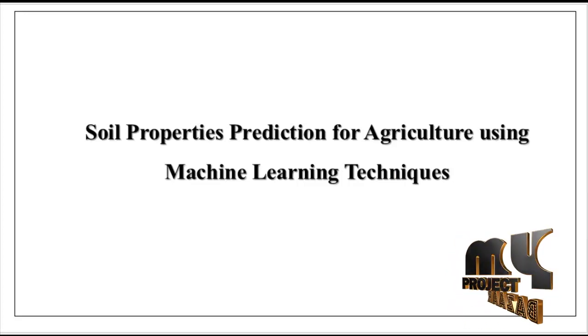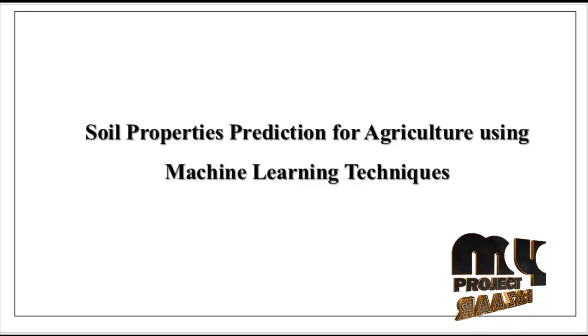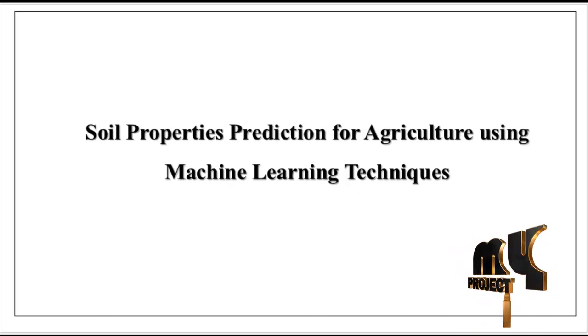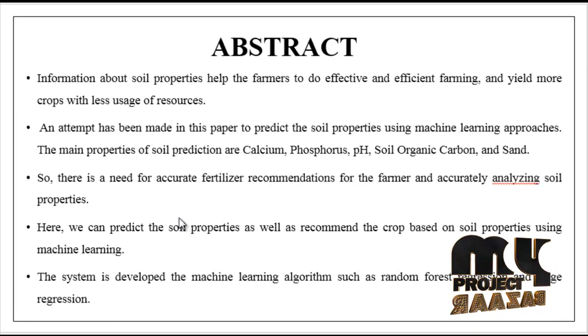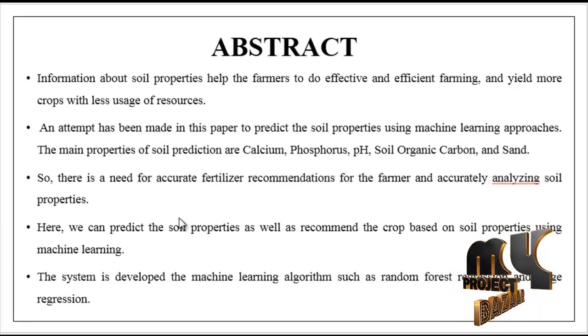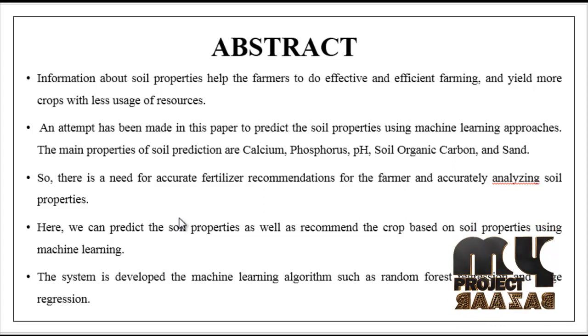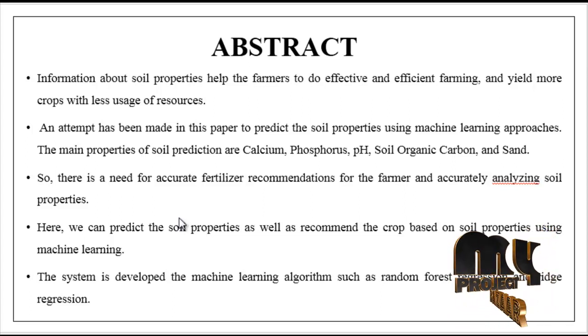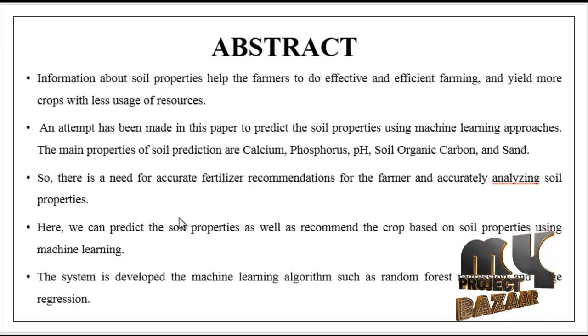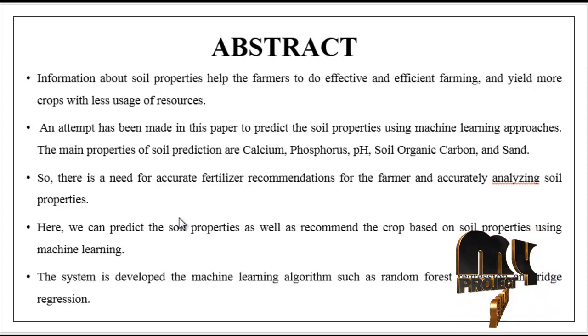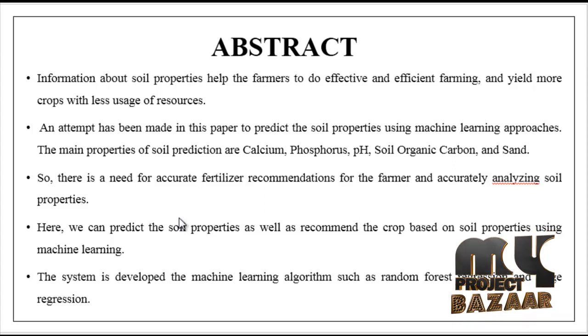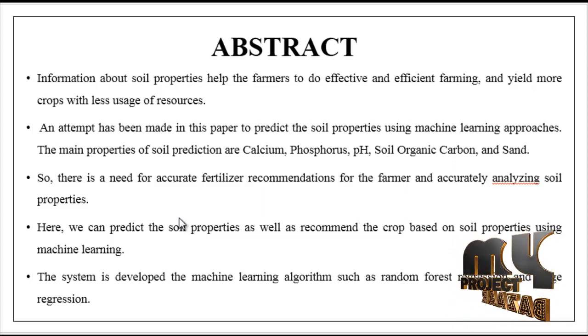Now we are going to see about the soil properties prediction for agriculture using machine learning techniques. Then we are going to see about the overview of our process. The main objective of our project is to predict the soil properties, as well as to recommend the crop based on predicted soil properties using machine learning algorithms.